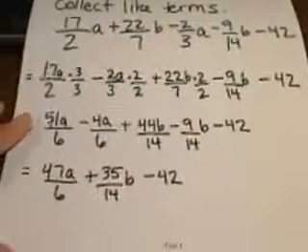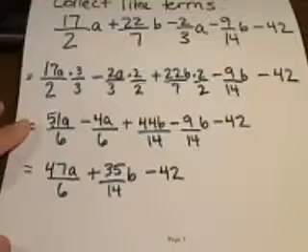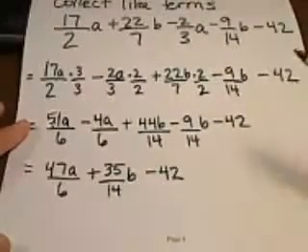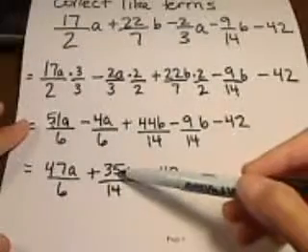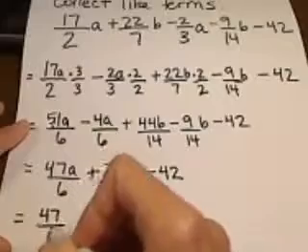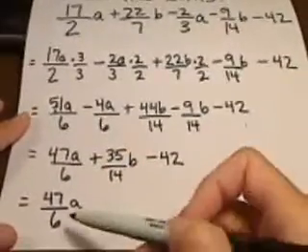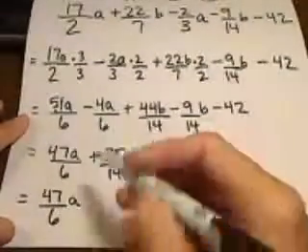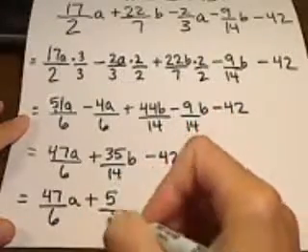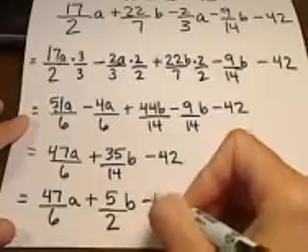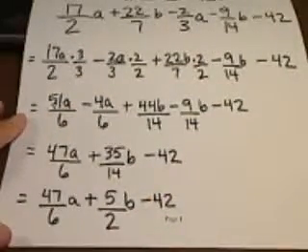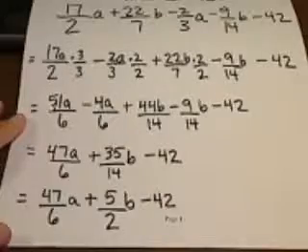And then the last thing you want to do is see if any of these fractions will reduce. What you'll notice is that this fraction will reduce right here because 7 will divide into both 35 and 14, so we would want to reduce it. And this one doesn't reduce. So here, if I take 7 into 35, it goes in 5 times, and 7 into 14 goes 2 times. So that would be my answer there, the 47 over 6a plus 5 halves b minus 42.